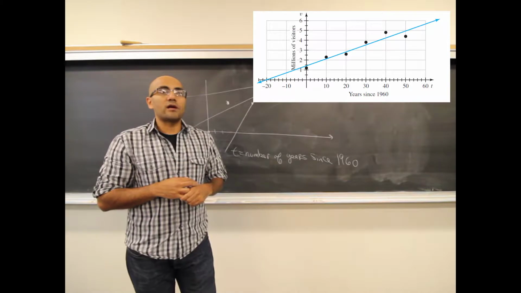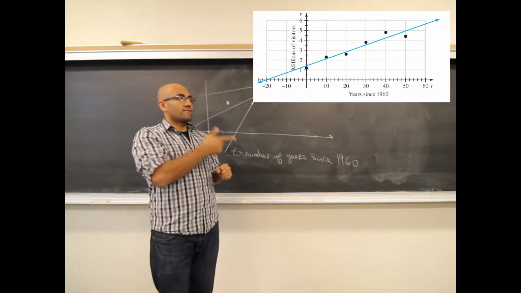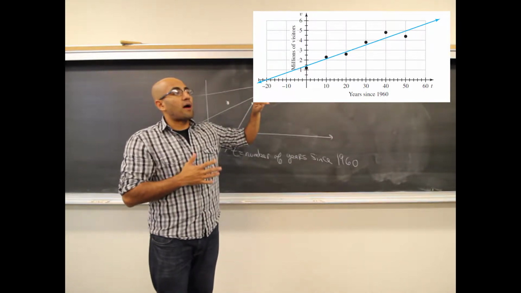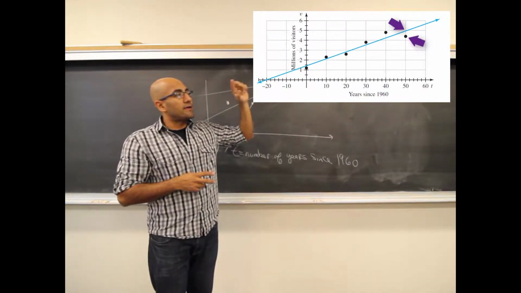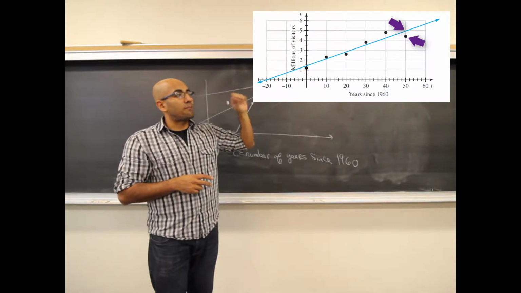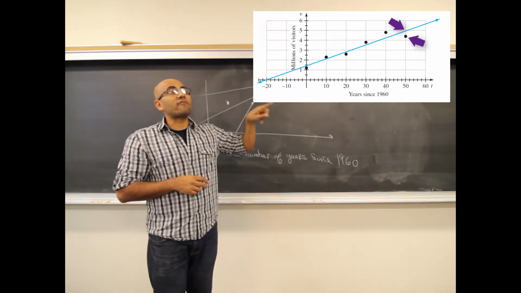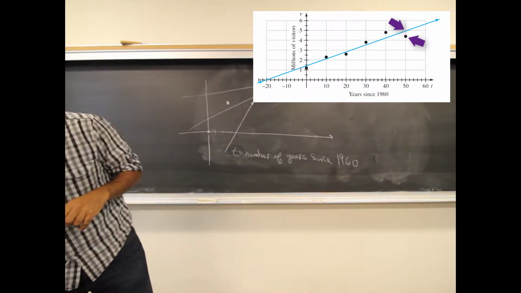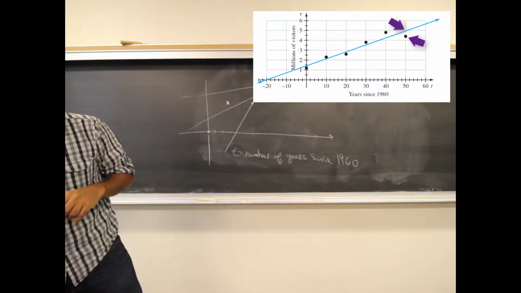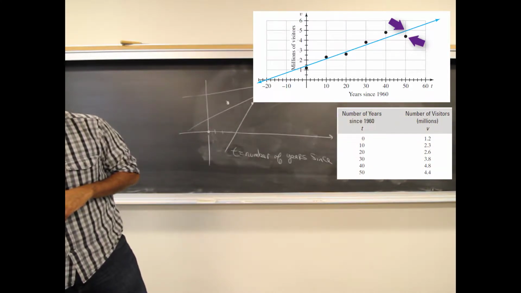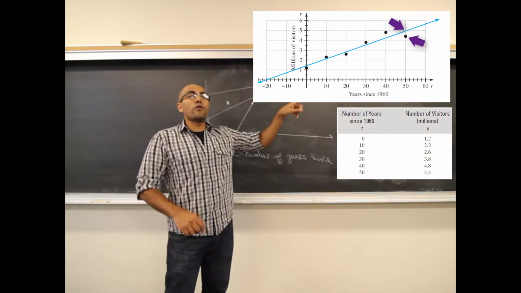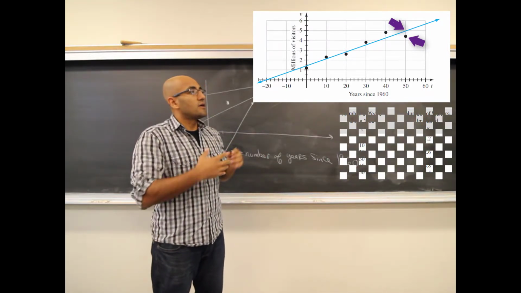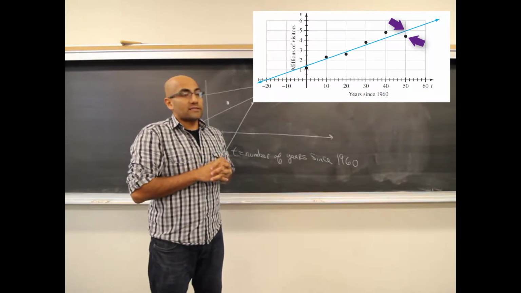When t is 50, we're talking about the calendar year 2010, right? So there are two values that correspond to t equals 50. There is the blue dot value, and then there's the black dot value. The black dot value is the real answer. We know what that answer is. That answer is 4.4. So I know that there were 4.4 million visitors in 2010.